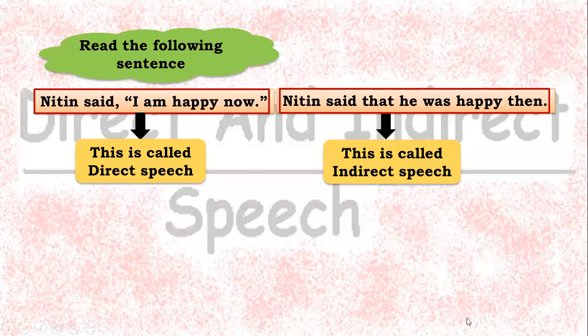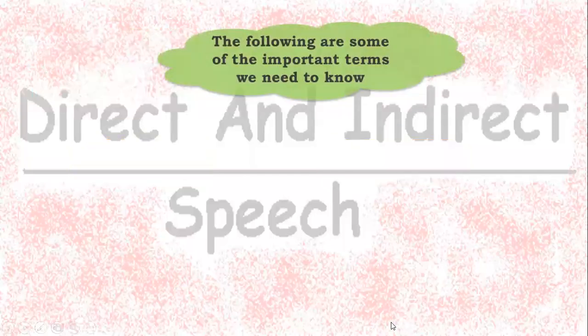Now, another rule that is easiest to identify: whenever a sentence is given with the help of punctuation, a punctuated sentence is a direct speech. This is the easiest way to identify that. And without punctuation, it is an indirect speech.